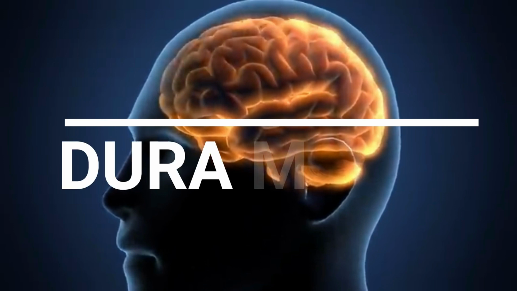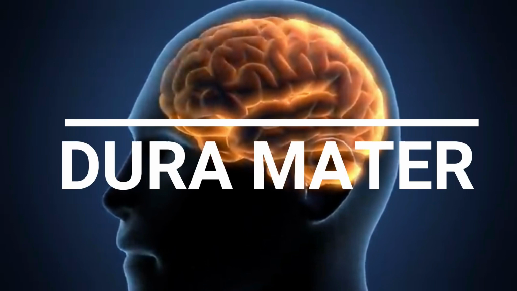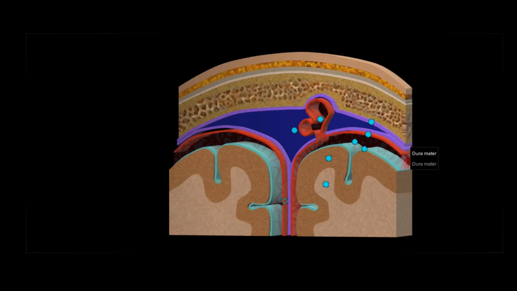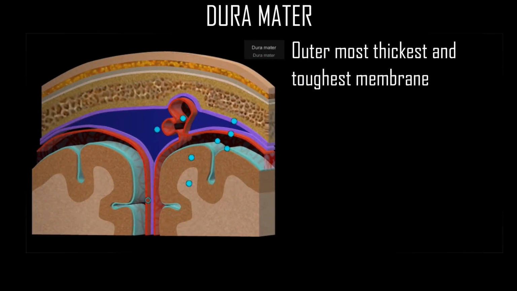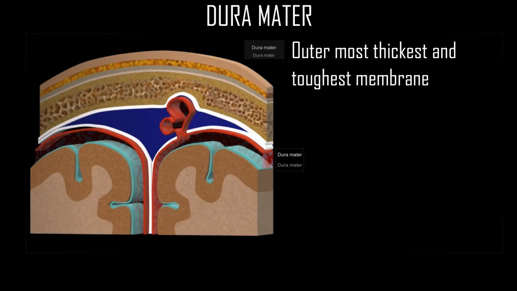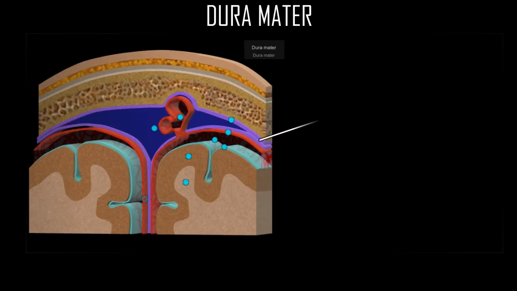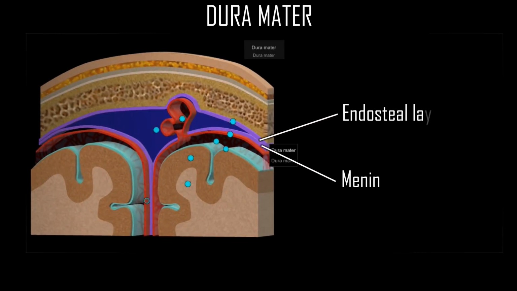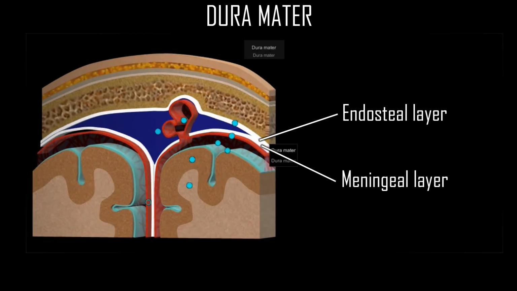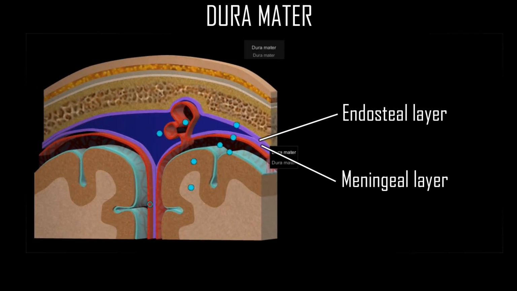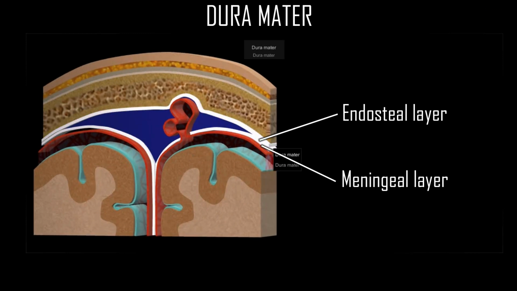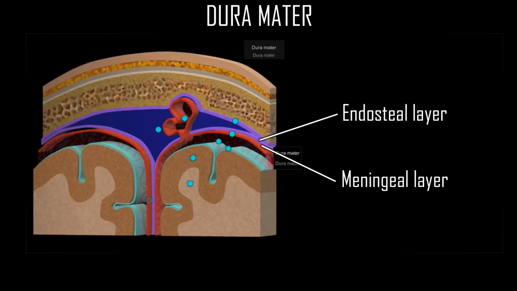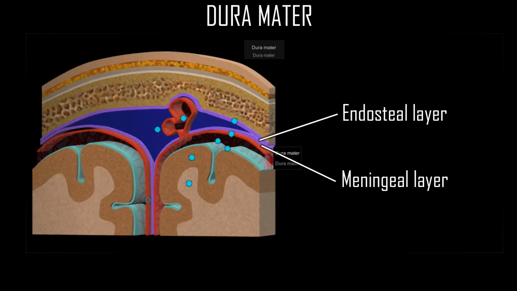So let's move on to the detailed study of the dura mater. Dura mater is the outermost, toughest and thickest membrane covering our brain. It has two layers, the outer endosteal layer and the inner meningeal layer. The endosteal layer serves as the internal endosteum or periosteum for the skull bones. Its outer surface is adherent to the inner surface of the cranial bones.